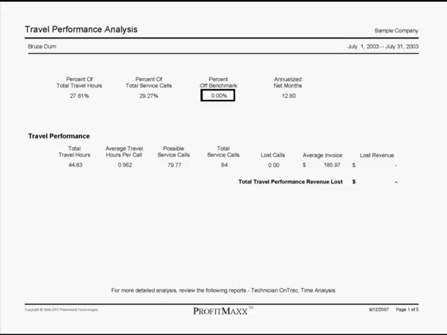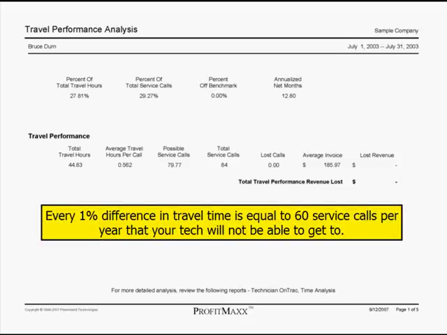Now you may be saying, well, wait a minute, these are very small percentage differences, and what's the big deal? Well, it is a big deal. Every 1% difference in travel time is equal to 60 service calls per year. If there were a 2% difference and this tech always travels this way, using an extra 2% of travel time means that they will not be able to get to an extra 120 service calls this year alone.